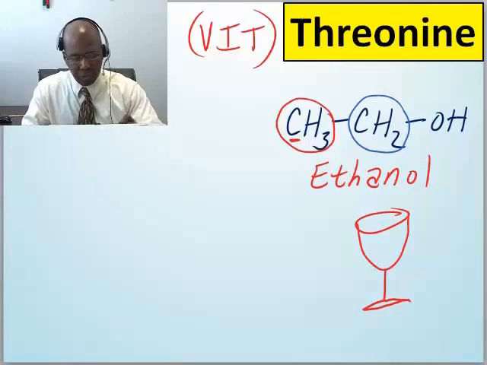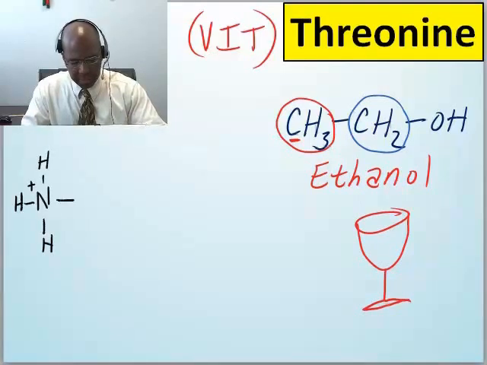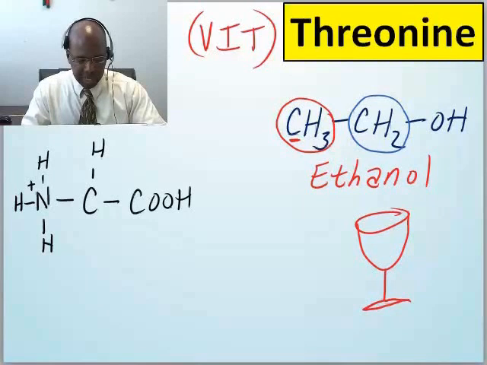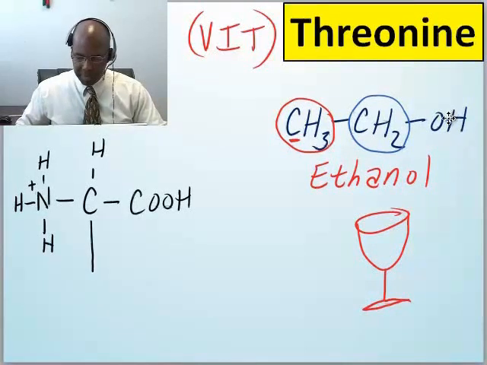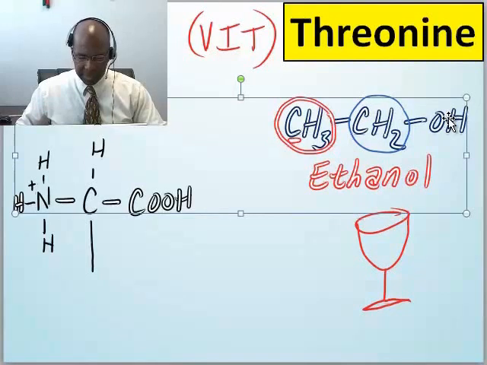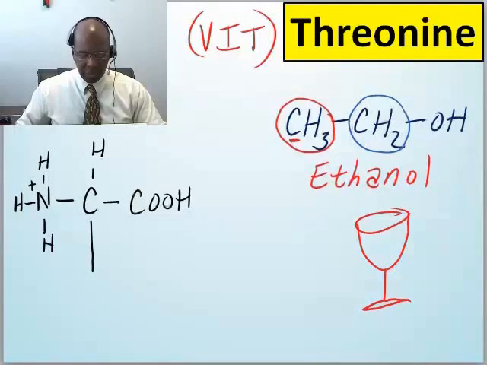So now let's draw the structure of threonine. Let's put our carbon here. Our amino group, NH3, and it's going to be protonated. The alpha carbon with its hydrogen, the carboxylic acid group. And now I'm going to make this a little simpler here. Let's just draw it over.